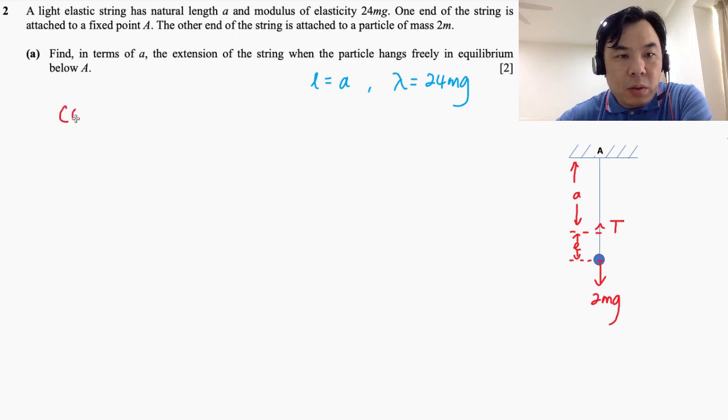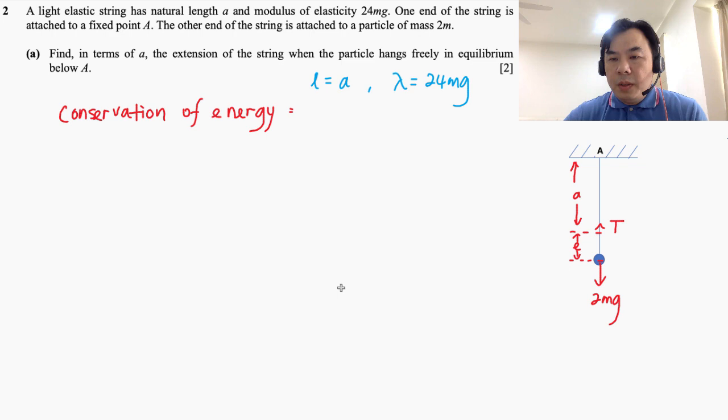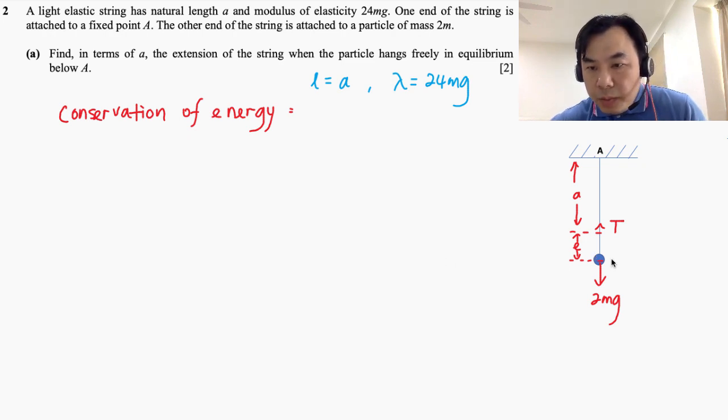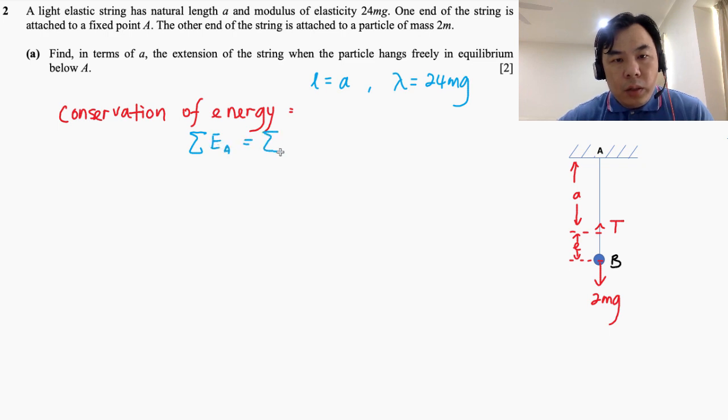So I'm going to use conservation of energy. The conservation of energy principle here, right? I would say that the energy at A must be the same as the energy at B here. So I'm going to label it B. So the total energy at A must be the same as the total energy at B.